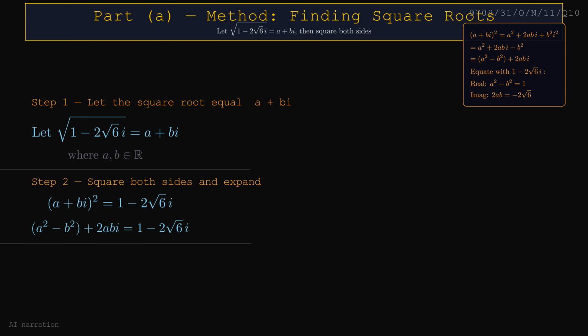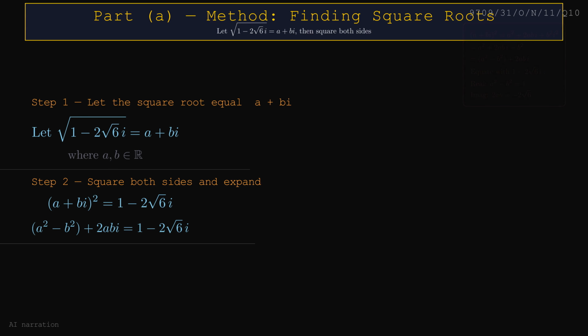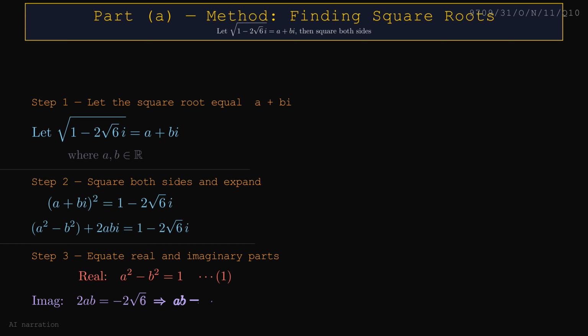Step 3. Equate real and imaginary parts. Real part, a squared minus b squared equals 1. Imaginary part, ab equals minus root 6. We now have two equations to solve simultaneously.